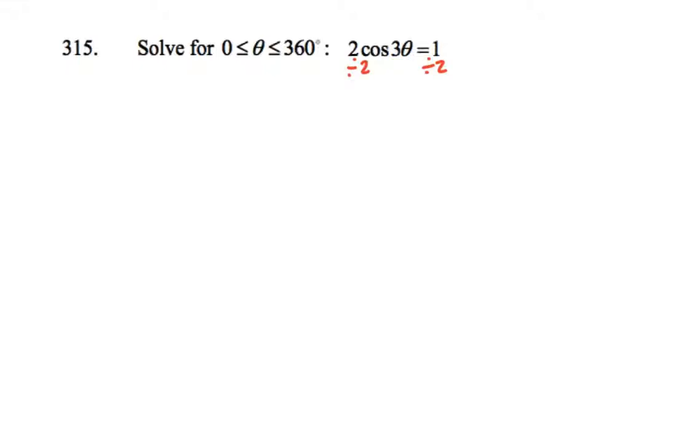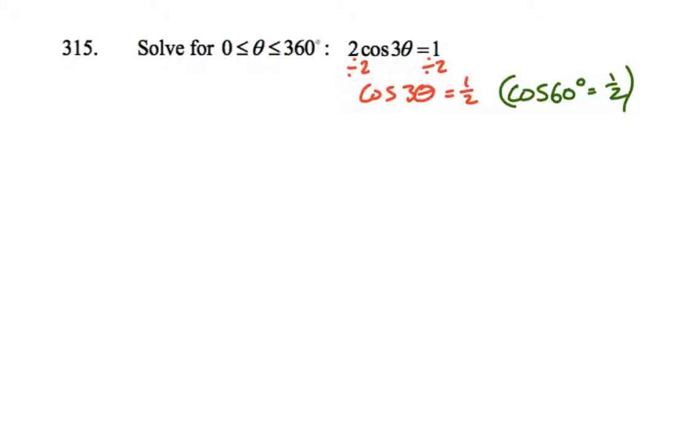Let's divide by 2 both sides for a start, and we get this: cos 3 theta equals a half. So we'll have to adjust for the fact that we're doing 3 theta. Now theta goes from 0 to 360, so 2 theta will go to 720, and 3 theta will go to 1080. So we'll have to consider all the degrees from 0 through to 1080 here, because we're working with 3 theta. It's quite an adjustment we'll have to make.